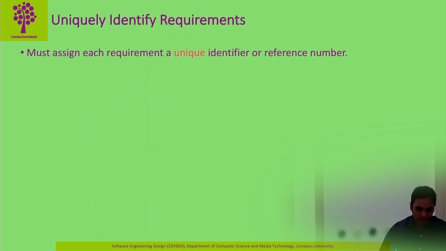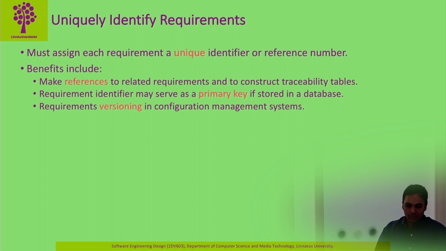So one of the goals, or one of the prerequisites, of managing requirements is to identify each requirement. While you are managing something, you need to identify it, right? So you must assign a unique identifier or reference number for each requirement, and in this way you can basically search it. If you have a database of requirements, of course, you can use this identifier as a primary key if you want to operate on that database based on this primary key.